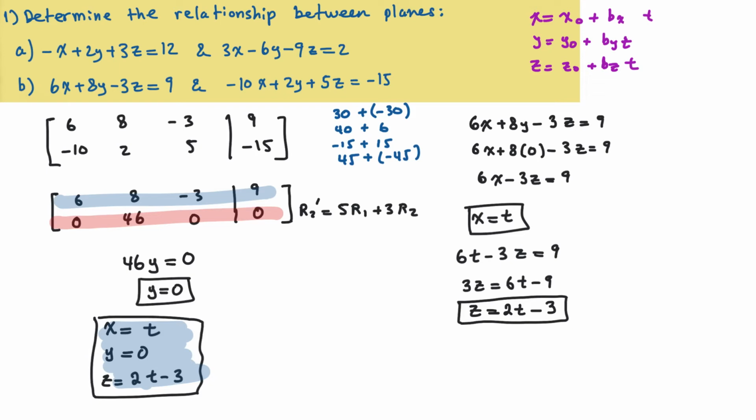And maybe I should also write that the planes intersect at this line, because we're asked to find the relationship and not just a parametric equation. So in this case, since we are getting a parametric equation, that is the line where the two planes intersect.